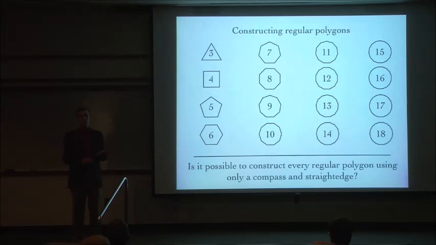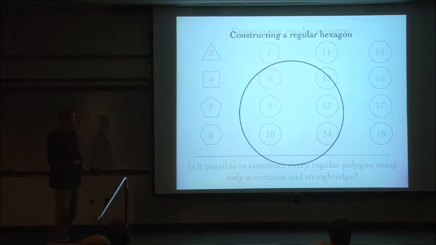Usually, if we're talking about what the Greeks did, they were constructing them inside of a circle, so inscribing them in a circle. And so the question is: is it possible to use a compass and straight edge to construct every regular polygon? Okay. So let's look at some of these here.